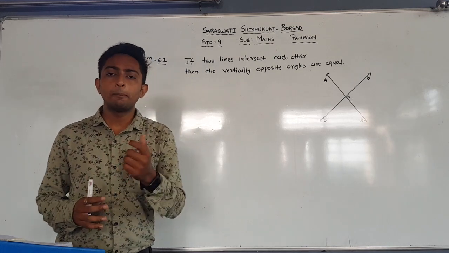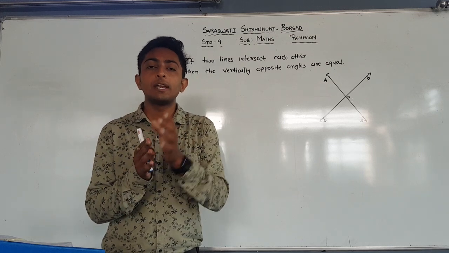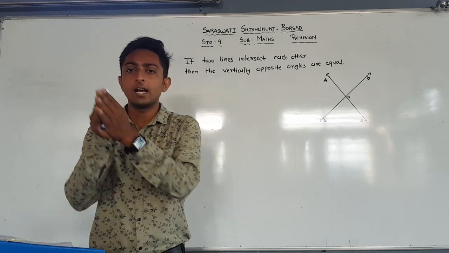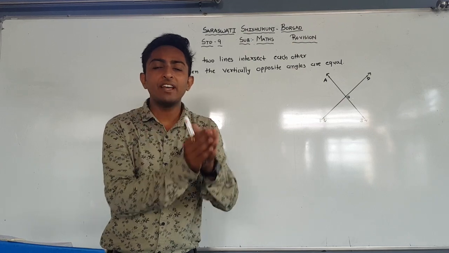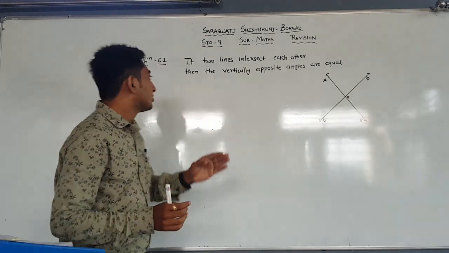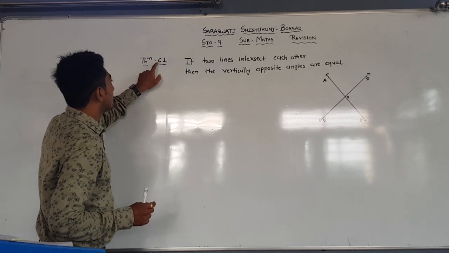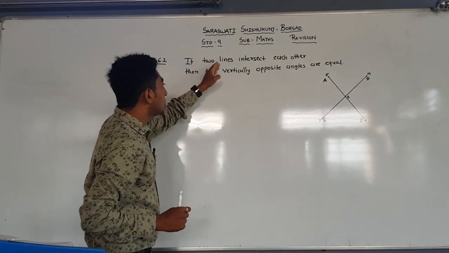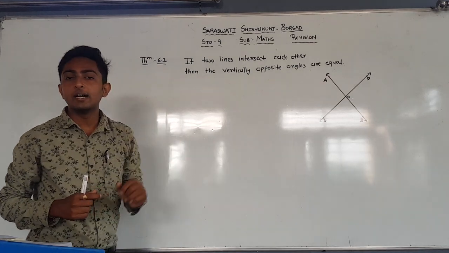Before we start giving the proof, you need to remember all the definitions as well as the concepts regarding lines and angles. You are already clear on what an acute angle is, what a right angle is, what a linear pair of angles is, what a supplementary angle is, and what a complementary angle is. All the definitions were already discussed in the previous lectures. Okay, so let us start with theorem 6.1. This is chapter number 6, theorem number 1, that is theorem 6.1. If two lines intersect each other, then the vertically opposite angles are equal.